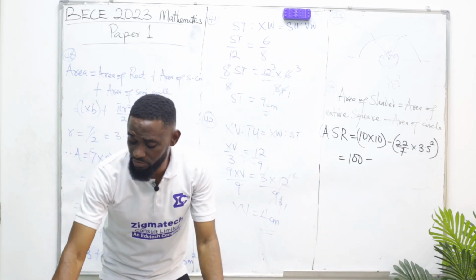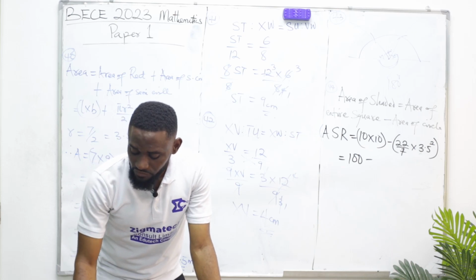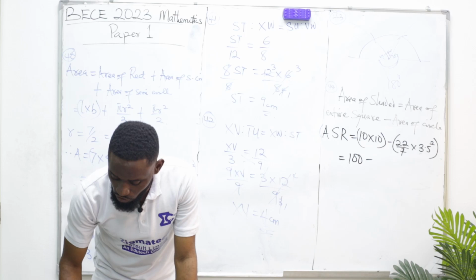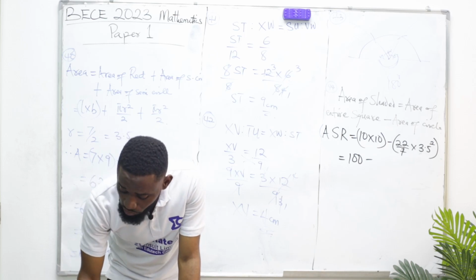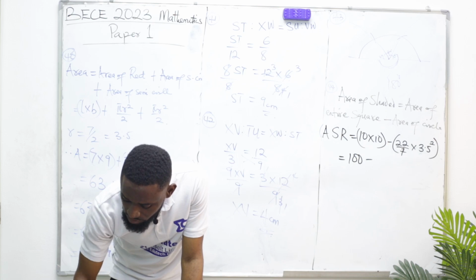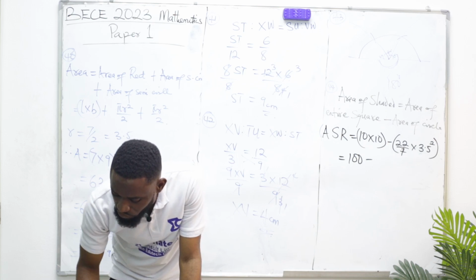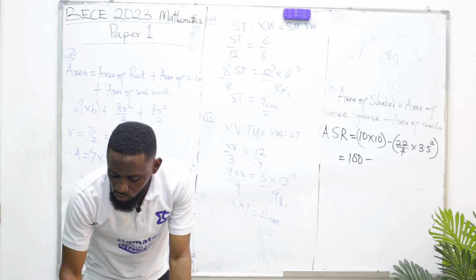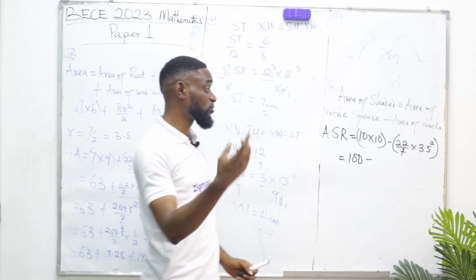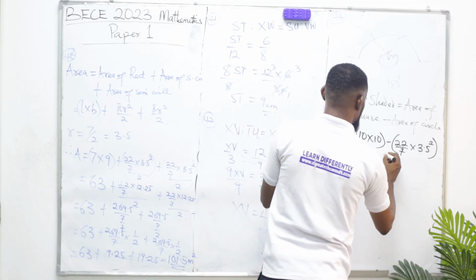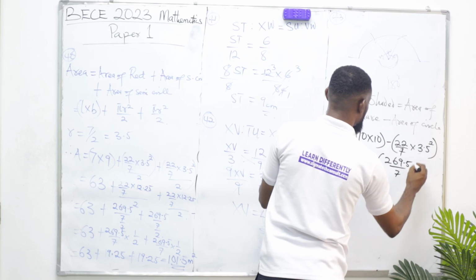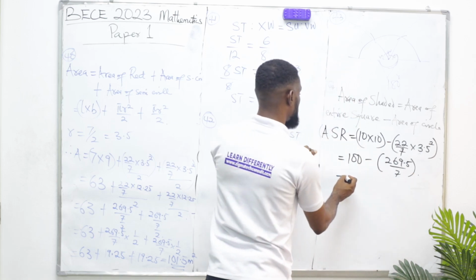So this will now give us 10 times 10 is 100 minus 22 over 7. So we have been able to know that 3.5, right? The square of 3.5 is 12.25. 3.5 times 3.5 gives us 12.25. So 12.25 times 22 gives us 269.5, which we saw that time, right? So this is 269.5 over 7.